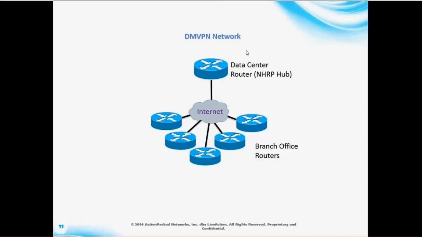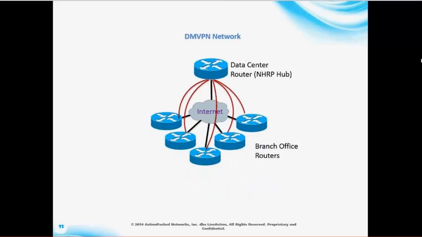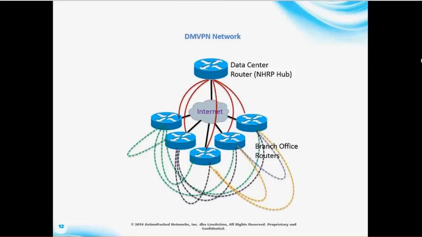And what these do is these allow you to configure just one VPN, but dynamically in the background, with the magic of the next hop routing protocol, which is a core component of DMVPN, you'll have the ability to have that. So you'll only configure your VPNs between the branch office and the data center, but what will happen transparently in the background is you will get any-to-any VPN connectivity. So this is what has made DMVPN so popular.